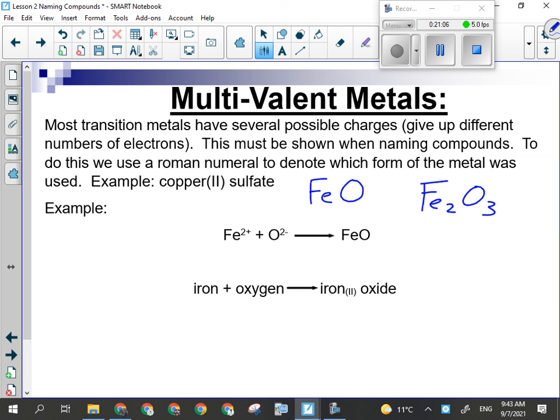So what we have to do is, obviously when we look at the formula, we know they're different. Nobody would confuse these 2 things if they looked at the formula. But if they looked at the name, and I was writing a paragraph and I just said iron oxide, that's a problem. So I need to make the names different as well. So what we do is we put in the name a Roman numeral to indicate which iron was present, the 2+ iron or the 3+ iron. If it's the 3+ iron, we put a Roman numeral 3 in the name. If it's a 2+ iron, we put a Roman numeral 2 in the name.